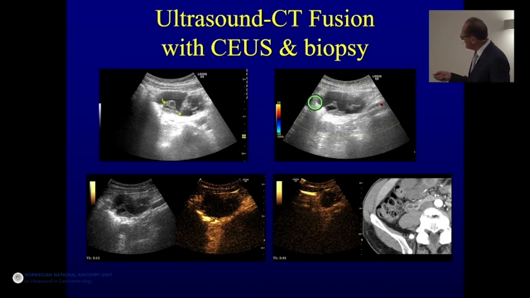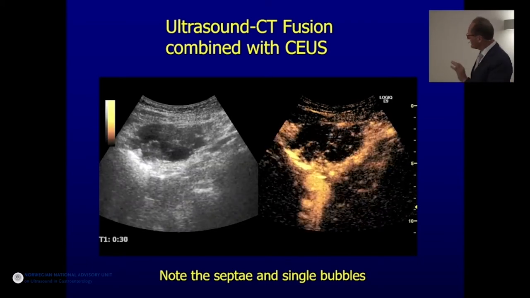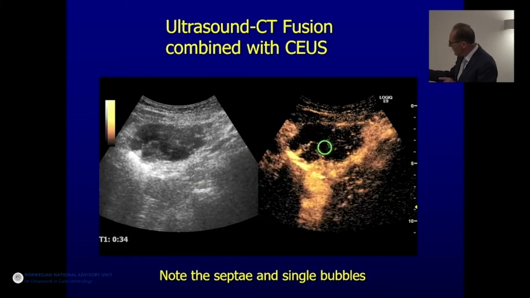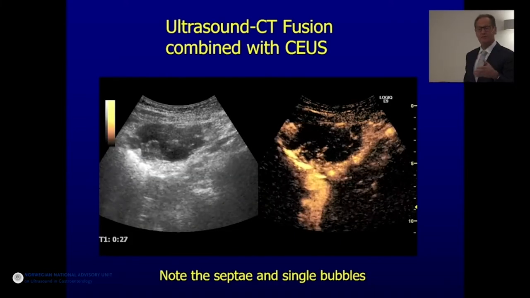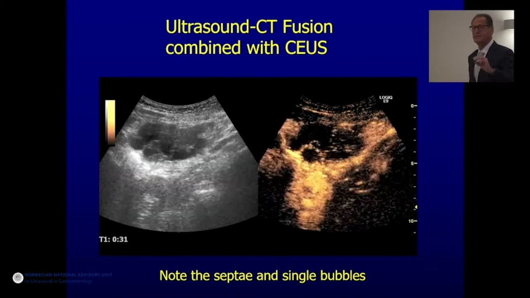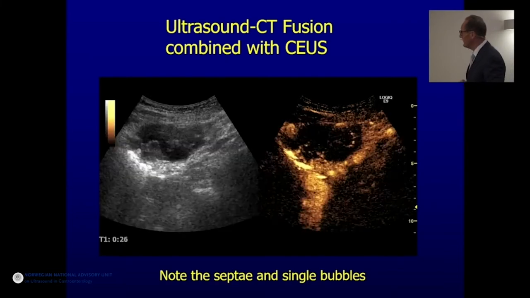Maybe some septations. With contrast, not much uptake. And on CT, still just a hypodense mass. With ultrasound, carefully looking with contrast agent, you can actually see the septations. You can watch and you can see singular bubbles. So that's very impressive. You can tell with contrast ultrasound, this is not just a cyst. This is something more than a cyst, because there is some live tissue in there.